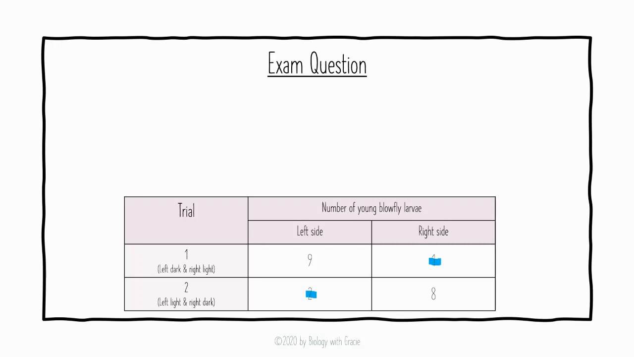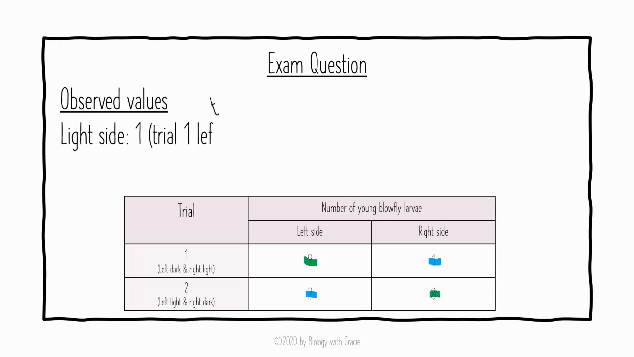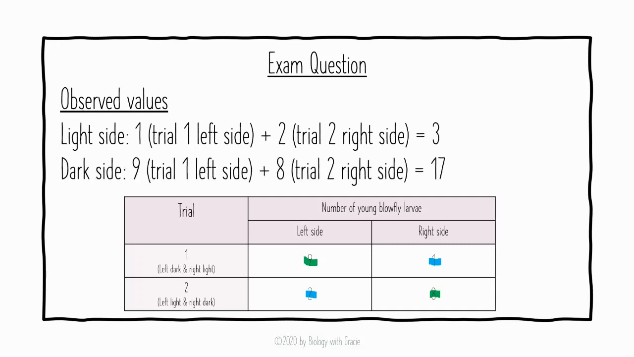So 1 plus 2 is 3, so that's going to be our observed value for our light side. We then have our dark side. For trial 1, our left side, our dark side, gives 9. And then for trial 2, our dark side is the right side, which gives 8. So 9 plus 8 is 17. If we have a look at our calculations here, our light side, 1 plus 2 is 3, and our dark side, 9 plus 8 is 17.